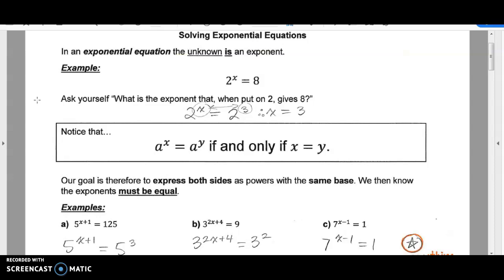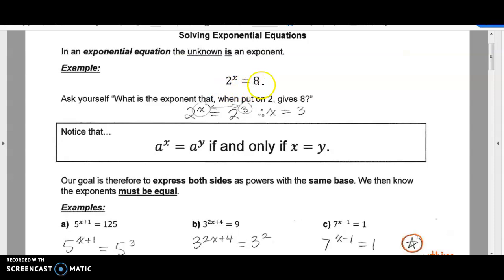Today we're going to be looking at solving exponential equations. Basically, an exponential equation is one where the exponent is the unknown. So you can see here 2 to the power of x. We don't know what x is, and x is our exponent. So when the unknown is in the exponent, we call that an exponential equation. And today we're going to look at how to solve exponential equations.